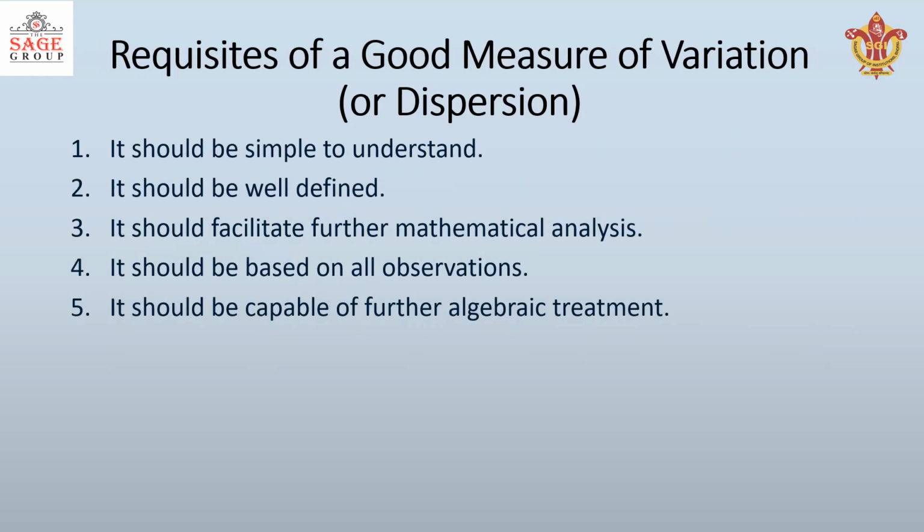Let us now understand the requisites of a good measure of variation. Firstly, it should be simple to understand. Second, it should be well defined. 3. It should facilitate further mathematical analysis. Next, it should be based on all the observations. And lastly, it should be capable of further algebraic treatment.